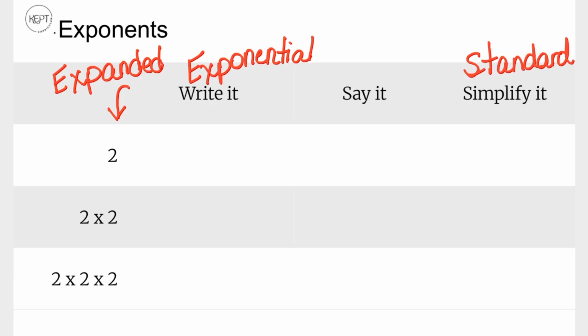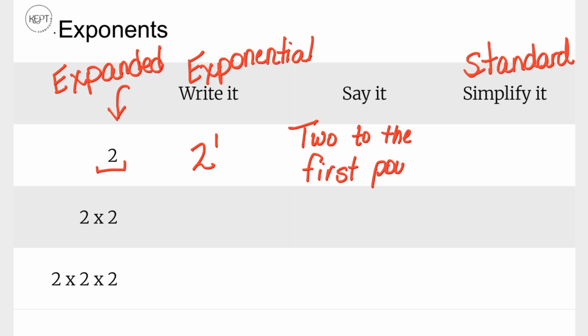Now let's look at these examples of exponents that are given to us. We know that to write an exponential form, we need a base and an exponent. How many times do you see this base written? Well, this base is only written 2 times, so we write 2 to the 1st power, and that is the exponential form. The way that we say it is we say 2 to the 1st power. Now, to simplify this, we only do the math. 2 is the standard form for this first problem.